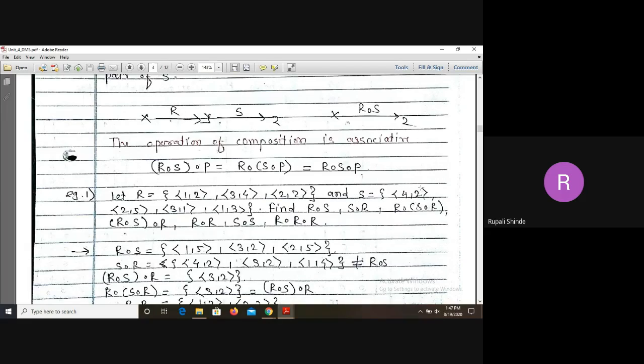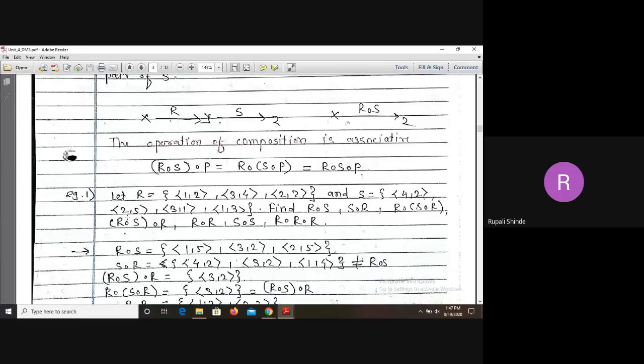Since it is 4, 2, the second element of this order pair is 2. So now we have to find such an order pair in relation R whose first element is 2, and that order pair is 2, 2. So again these two will get cancelled. You will get the answer as 4, 2. So that order pair is included here in S composition R as 4, 2.